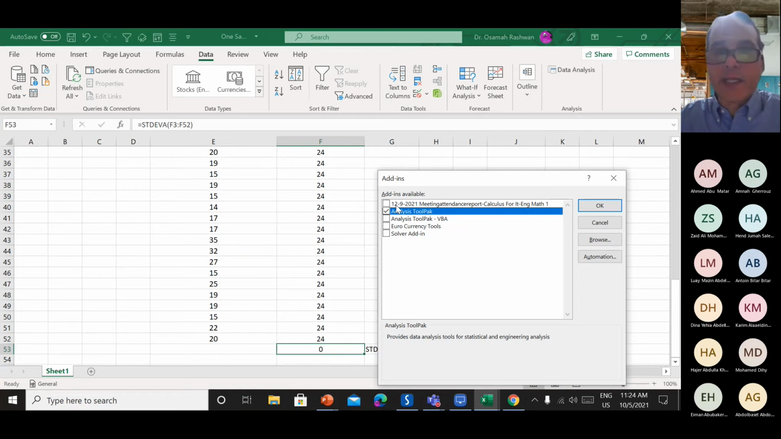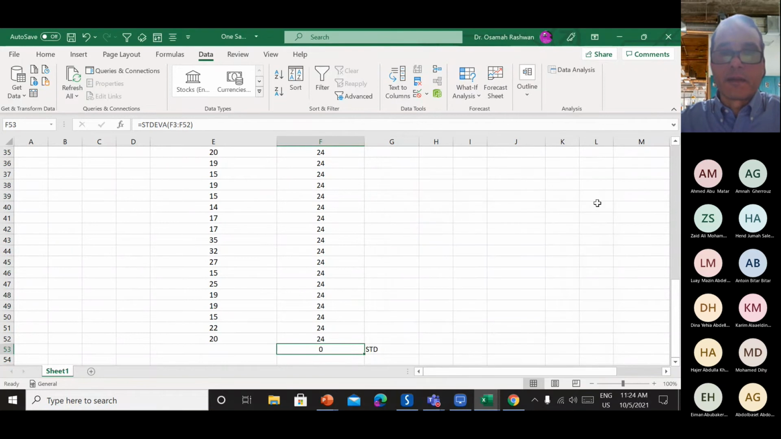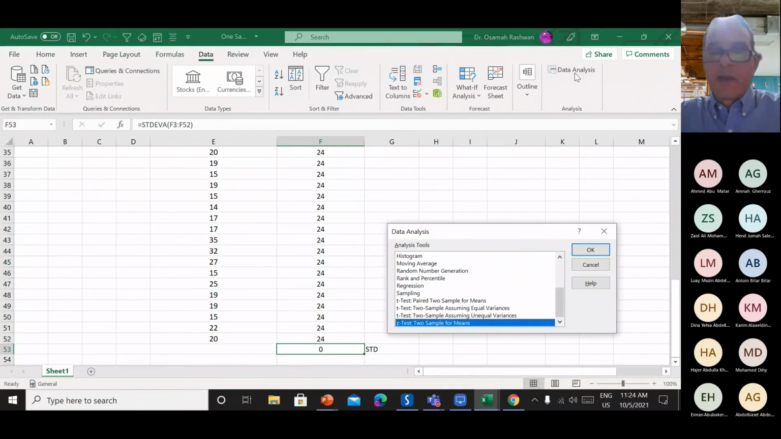You will have these hidden packages. This analysis toolbox, you just tick on it, right? Okay. Yeah. Press OK. Now you have it, right? Yes. Very good. Now you go for data analysis. You have z-test for two samples. Press OK.